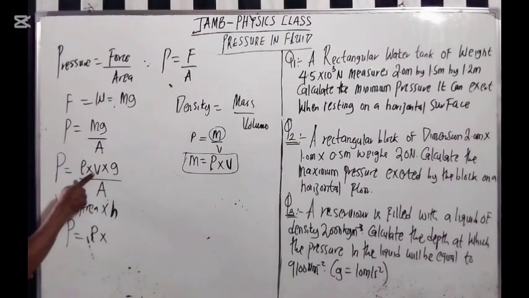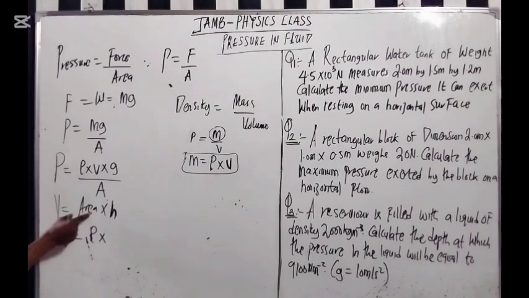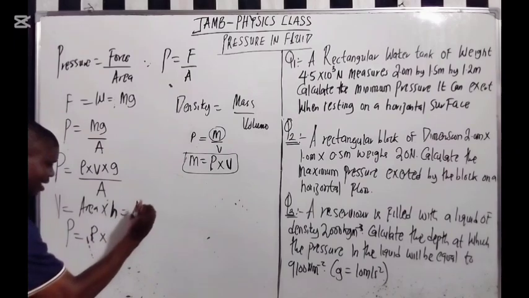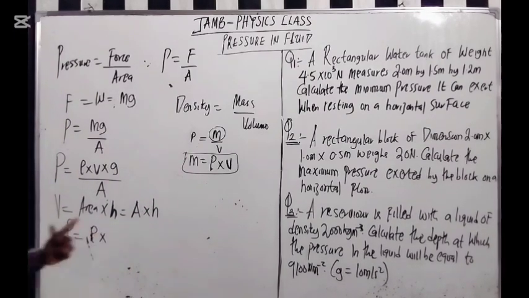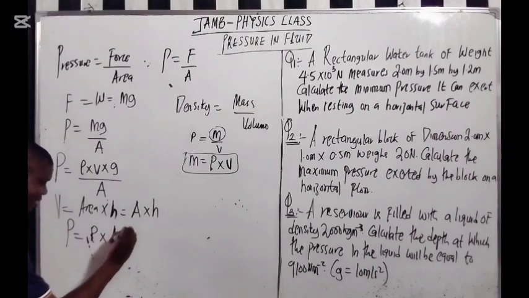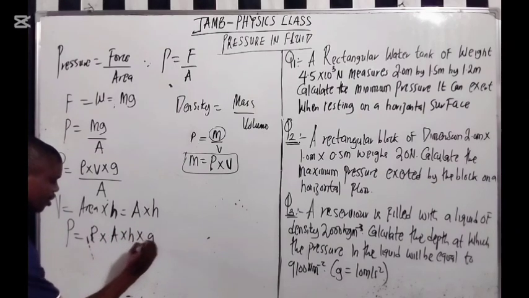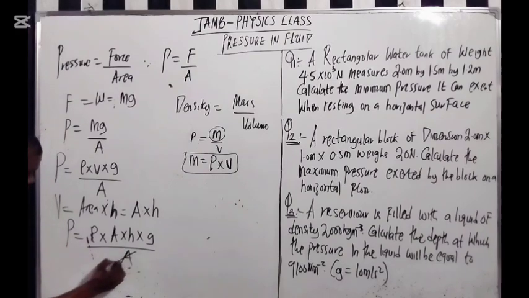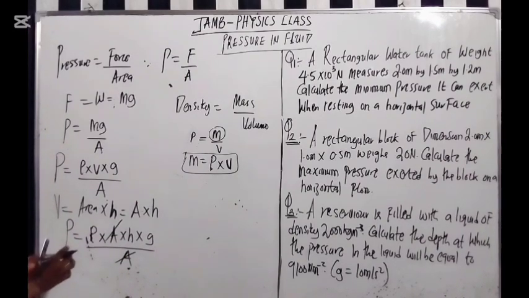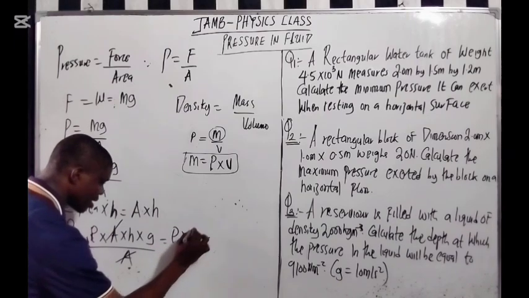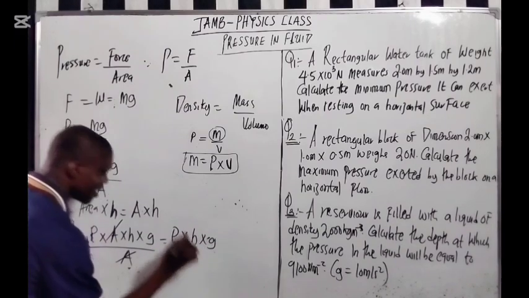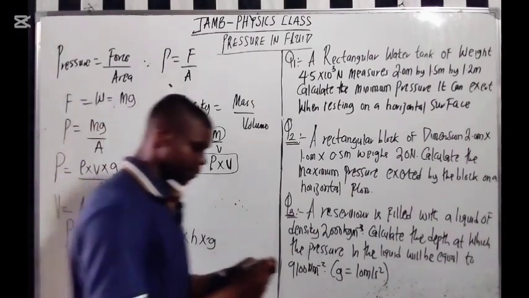Now instead of putting v, here you can also say a times the height. It's okay, times the height. So that would be a times height times g over a, right? If you check, this cancels out this here. What do you have left? You are left with the density times height times g. This is another formula you need to take note of.